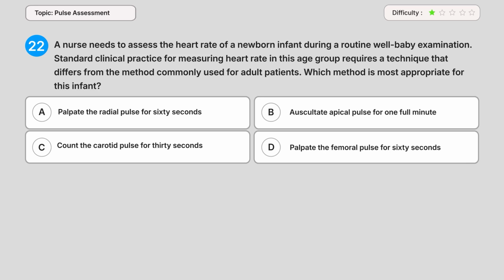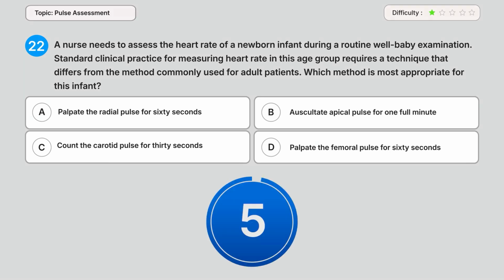A. Palpate the radial pulse for 60 seconds. B. Auscultate apical pulse for 1 full minute. C. Count the carotid pulse for 30 seconds. D. Palpate the femoral pulse for 60 seconds. What do you think is the answer?